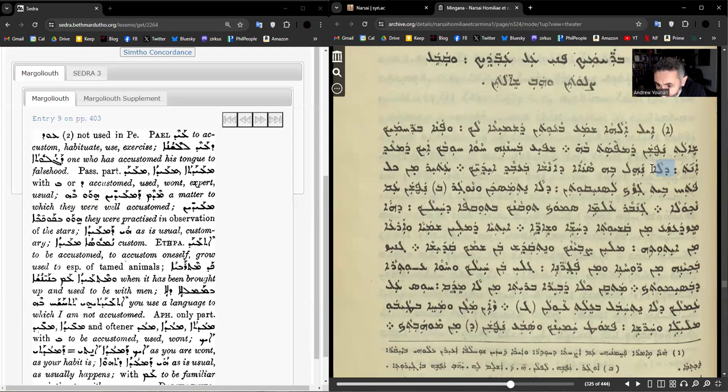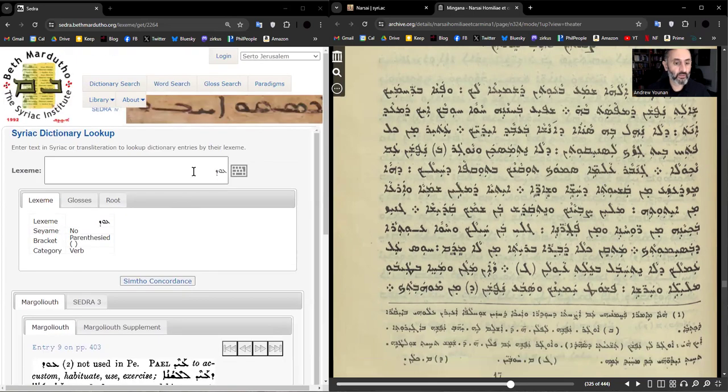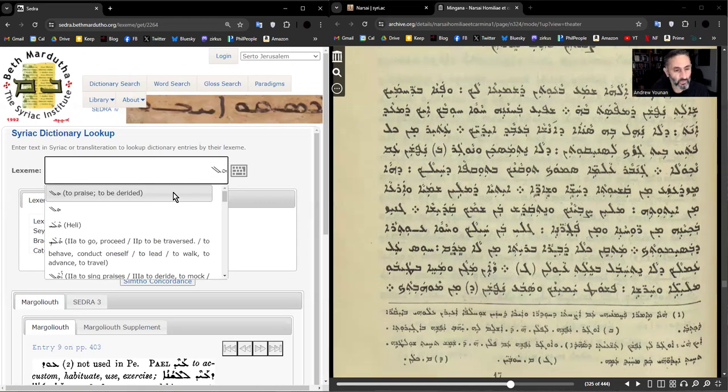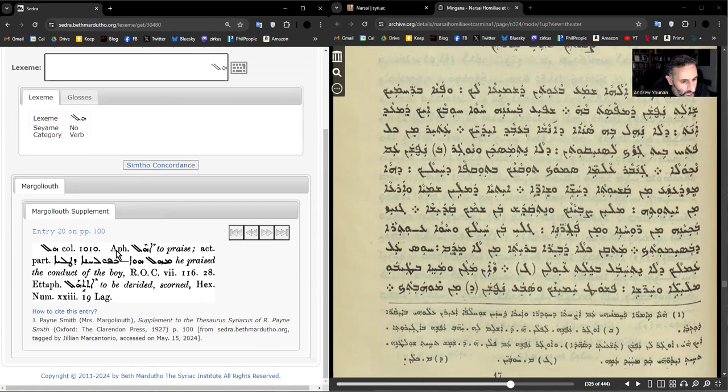Okay. Dla means lest, that not. Nahel. What's going on with nahel? This is another tough one. The noon is probably not part of the root, but let's look it up anyway. Nope, nothing. What could nahel be? Well, there's a vowel on it. Maybe it's a causative of hel, to praise? Let's look this up. Hel. Ap'el is ahel. There you go.